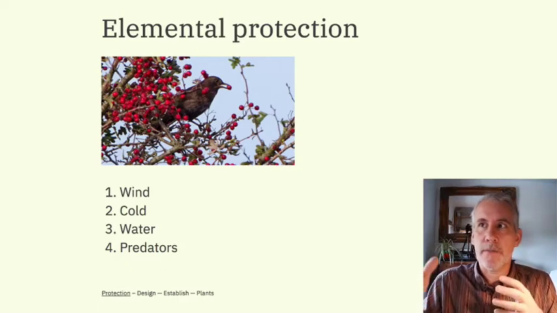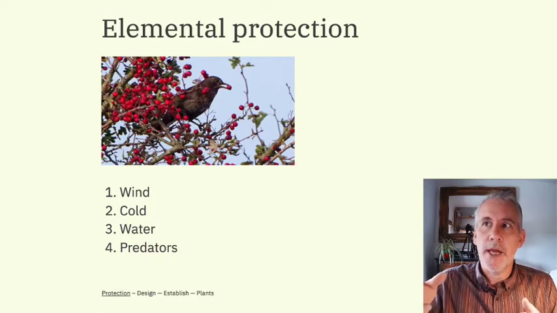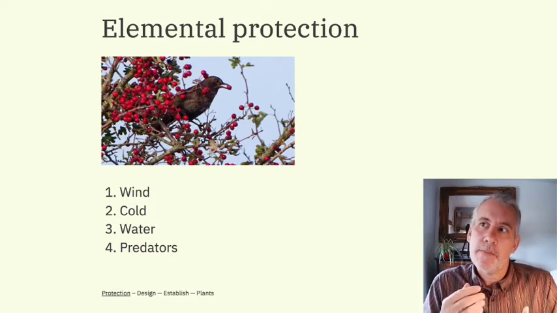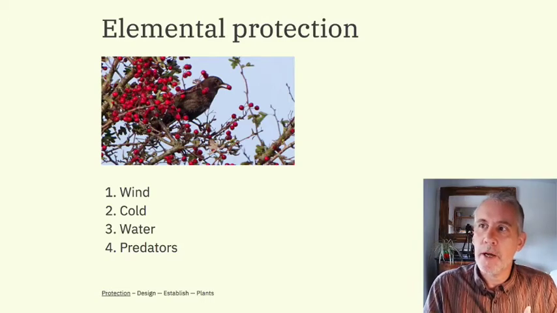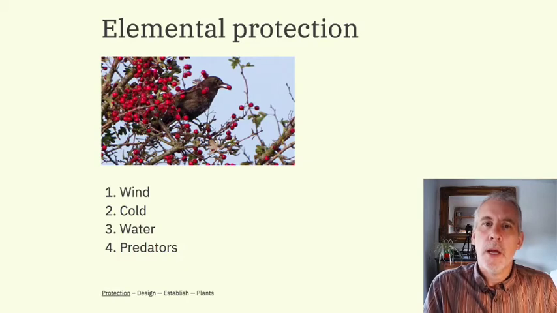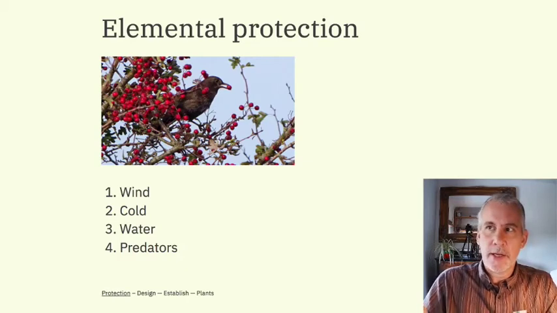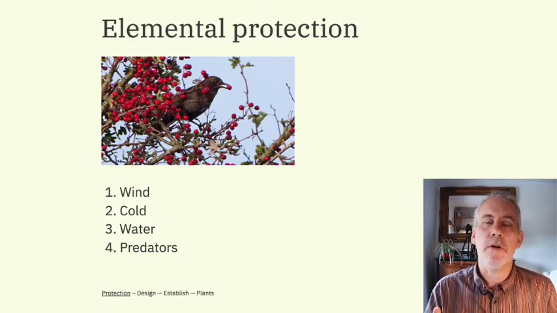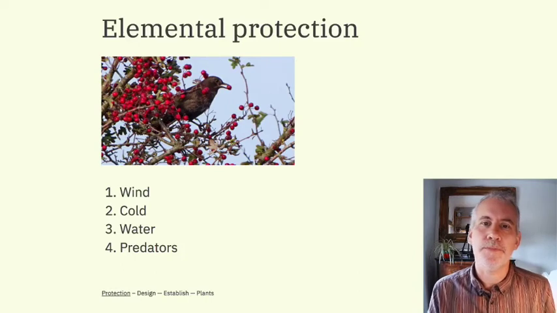You're protecting, like the picture here, you've got a blackbird. That hawthorn is giving the protection for the wildlife, nesting habitat, and a food source, as well as protecting the plants in a forest garden. And your plants will grow faster and they'll grow stronger if they have this protection.